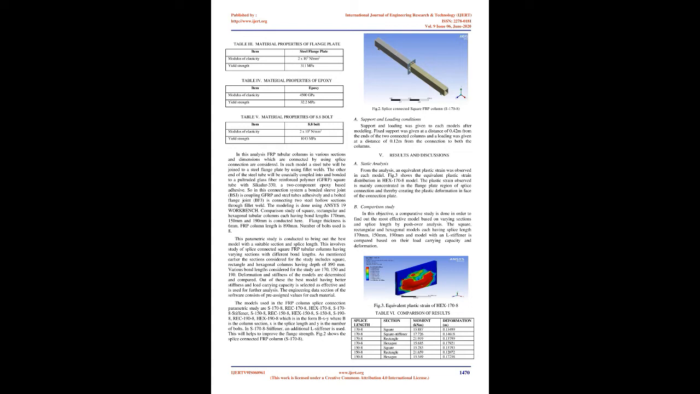GFRP material has a transverse flexural strength of 88.5 MPa, Young's modulus of 25200 MPa, and Poisson's ratio of 0.3. The steel flange plate has yield strength of 311.8 MPa, Young's modulus of 2.01 x 10^5 MPa, and Poisson's ratio of 0.3. The steel square tube has yield strength of 420.1 MPa, Young's modulus of 2.09 x 10^5 MPa, and Poisson's ratio of 0.3. 8.8 bolts have yield strength of 640 MPa, Young's modulus of 2.01 x 10^5 MPa, and Poisson's ratio of 0.3.